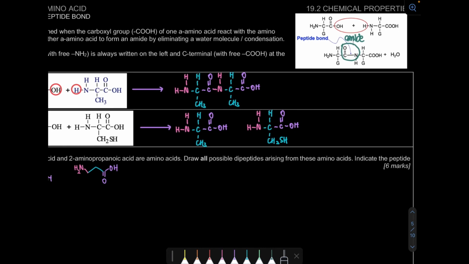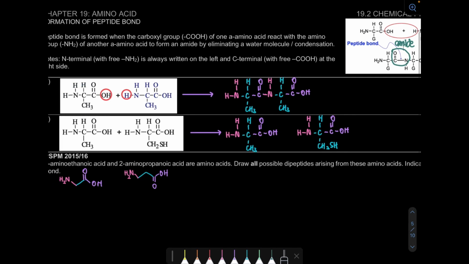So dalam case ni we have to label. Nampak tak kena tunjuk ni? This is our peptide bond. So I'm just gonna label it here. It's between yang kan dah kita remove kan. So between carbon dengan nitrogen ni. So between this carbon and this nitrogen. Okay, so the same goes here.